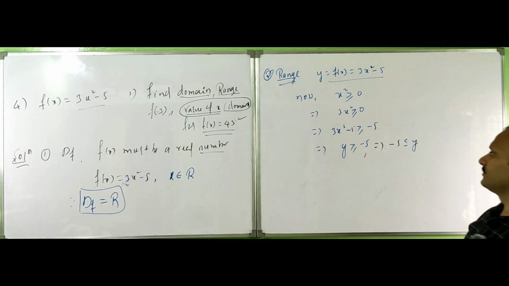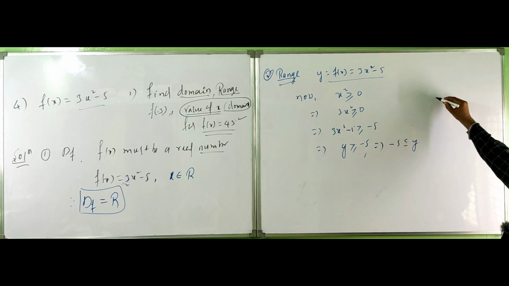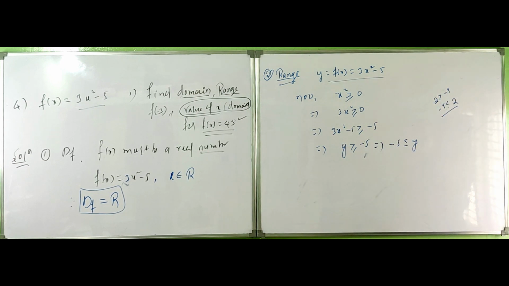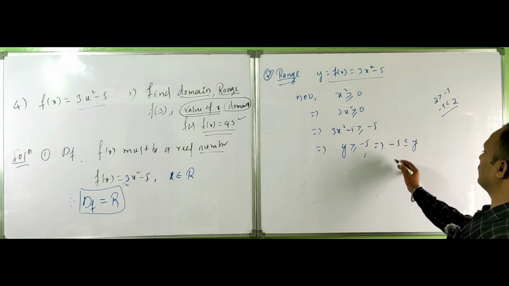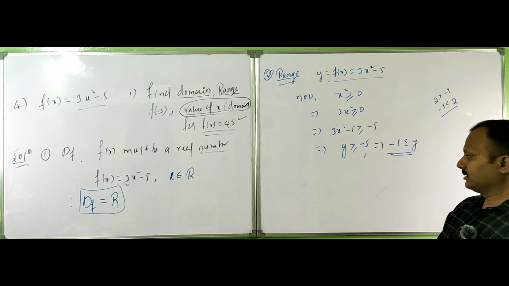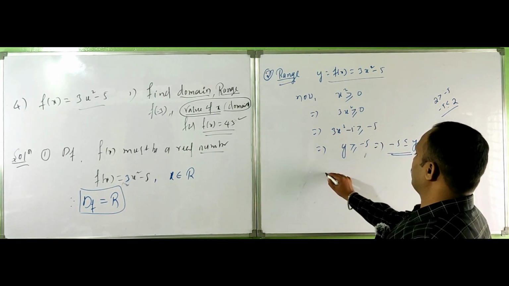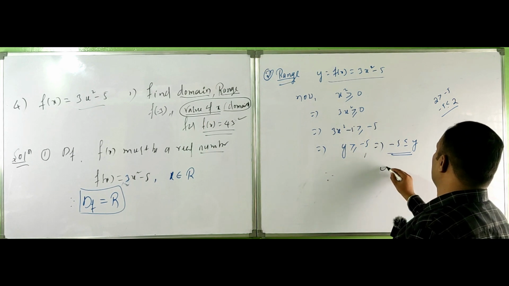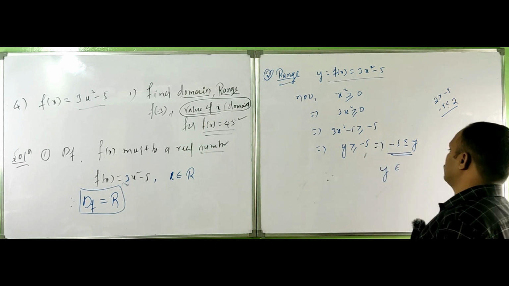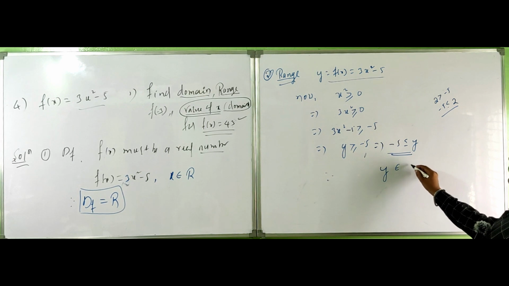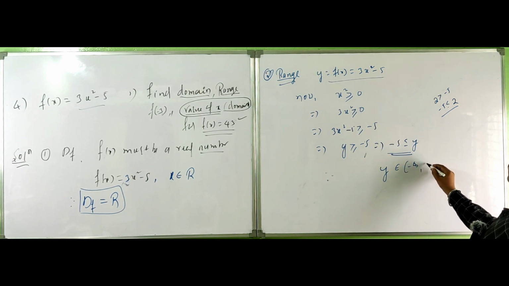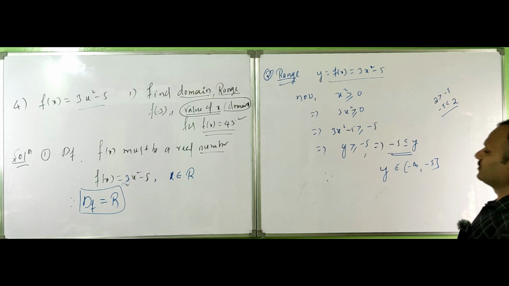Can I write this nicely? If 2 is greater than minus 2, then minus 5 is less than 2. That's simple. So therefore, should I write y belongs to minus infinity to minus 5? I think so.